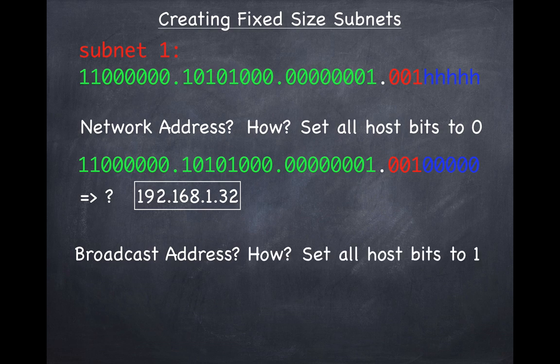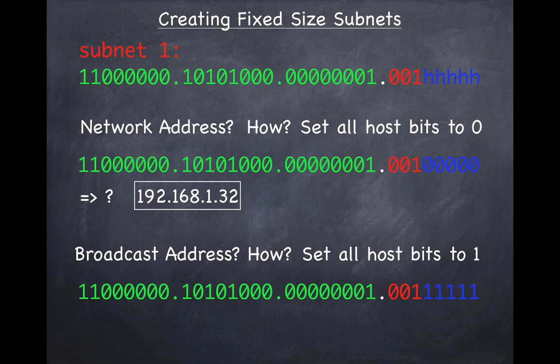How do we get the broadcast address? Setting all the host bits to 1. If we do this, this is the binary representation. And if we convert that to decimal dotted notation, the broadcast address for subnet 1 would be 192.168.1.63. And you could continue this process for either the 5 subnets we needed, which is what you would normally do, and of course you could also figure out 6, 7, and 8, which we did not need in this example. So that's creating fixed size subnets.